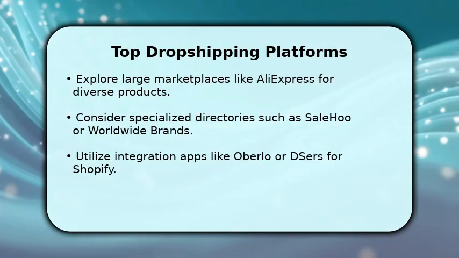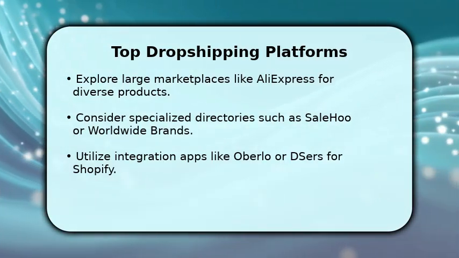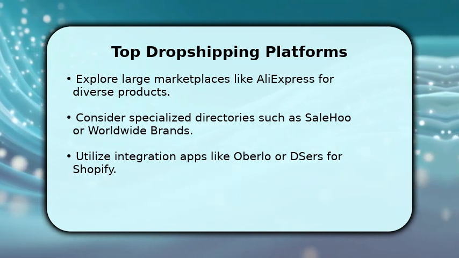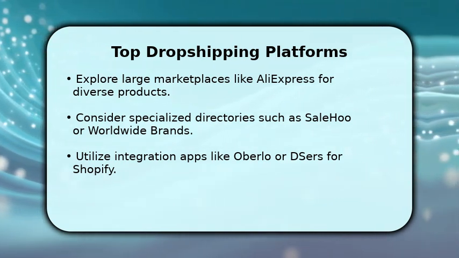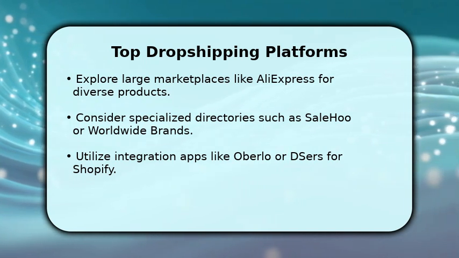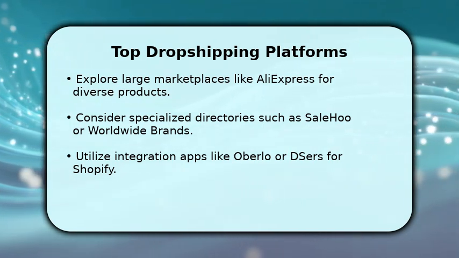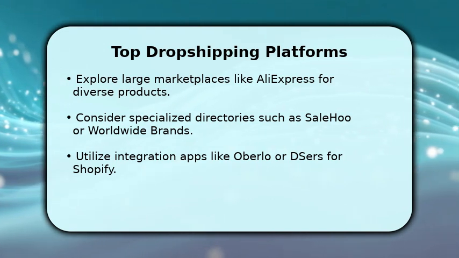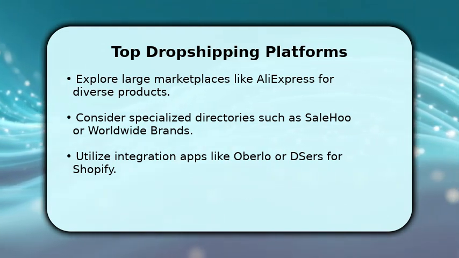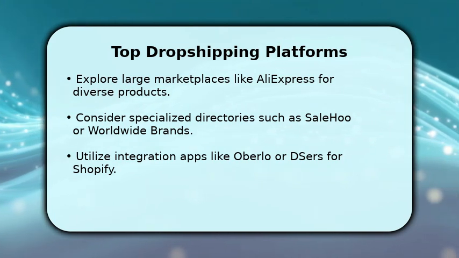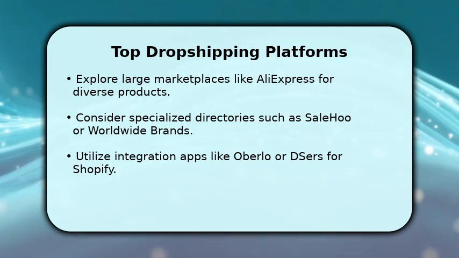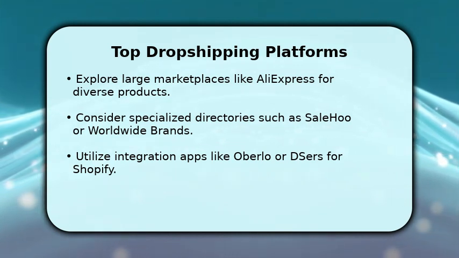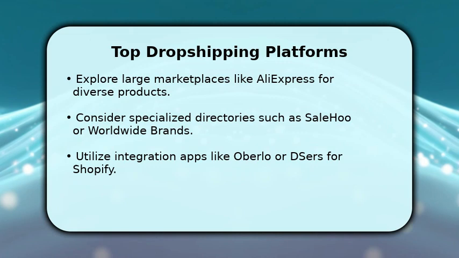Now, let's explore top platforms. Large marketplaces like AliExpress offer a vast array of products, often at competitive prices. For more curated options, consider specialized directories such as SaleHoo or Worldwide Brands. Don't forget to utilize integration apps like Oberlo or DSers, which streamline the process directly with your Shopify store. Always prioritize suppliers known for fast shipping and excellent customer support.